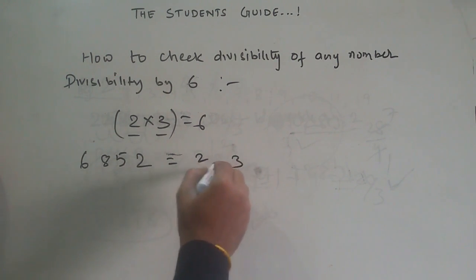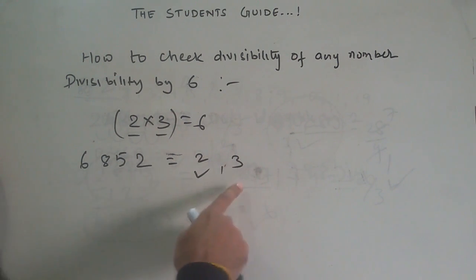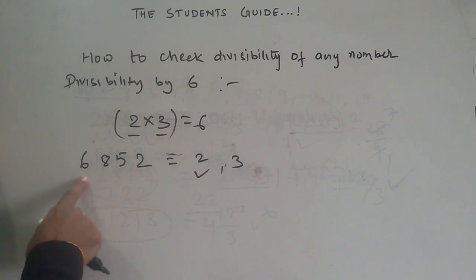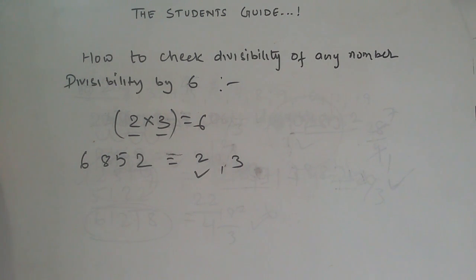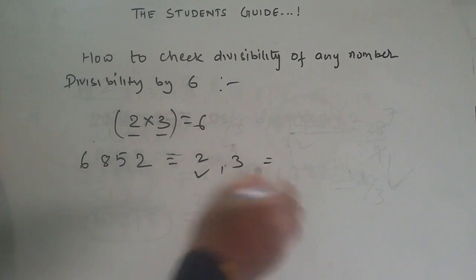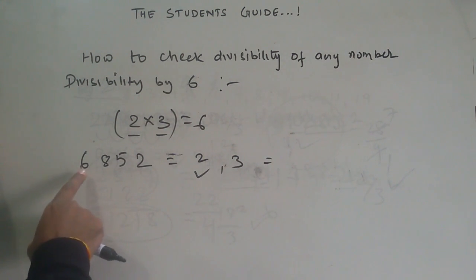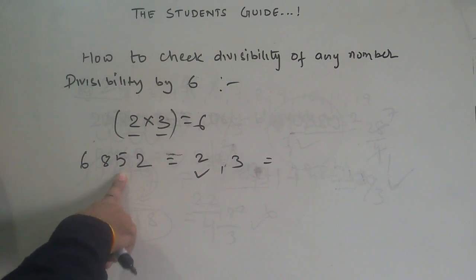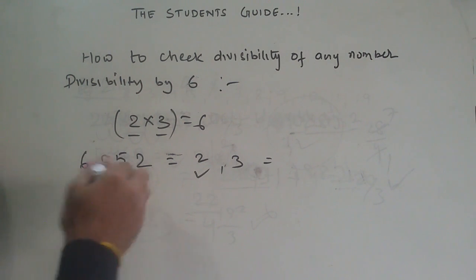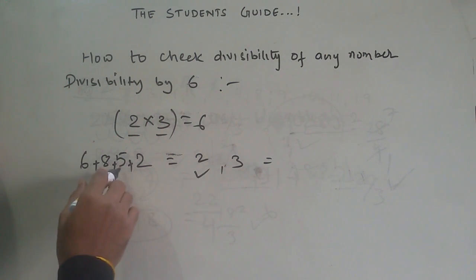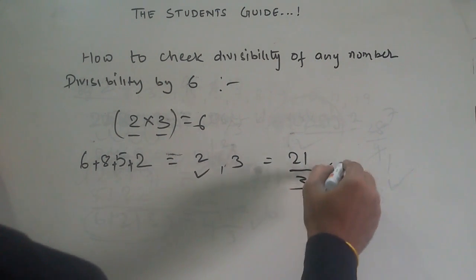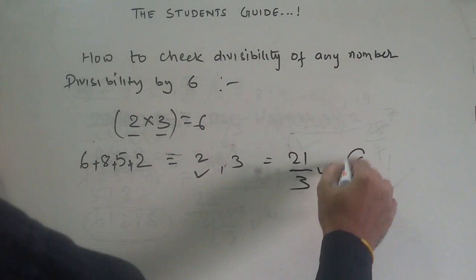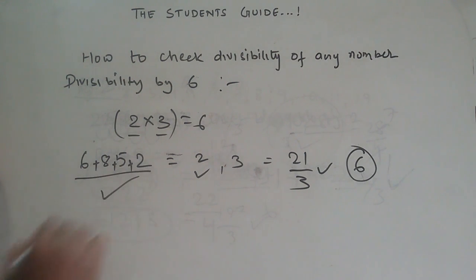Now let's see if this number is divisible by 3. How do we find out if a number is divisible by 3? We add all the digits of the number and check whether the sum is divisible by 3. If it is, then the number will be divisible by 6 as well. So let's calculate: 6 plus 8 is 14, 14 plus 5 is 19, 19 plus 2 is 21. We are adding all the digits together. The number 21 is divisible by 3, so hence the number is divisible by 6.